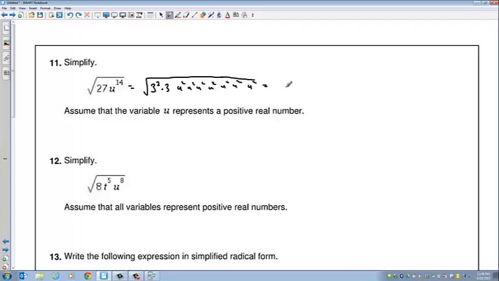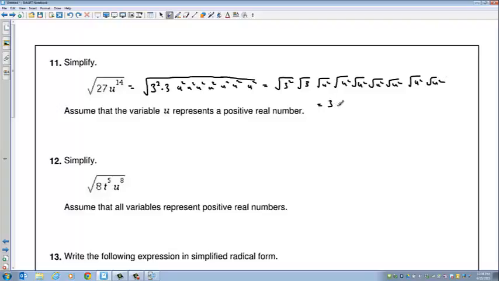And then, of course, this is equal to the square root of 3 squared times the square root of 3 times the square root of u squared times the square root of u squared times the square root of u squared times the square root of u squared times the square root of u squared. So that's 1, 2, 3, 4, 5. We need 2 more. Square root of u squared, square root of u squared. And then you get your answer.